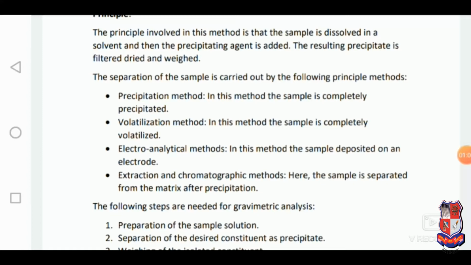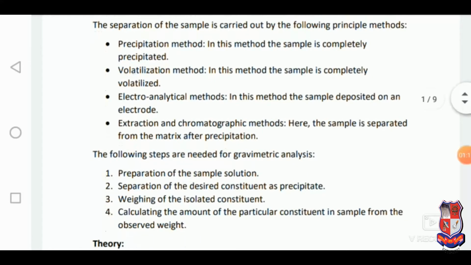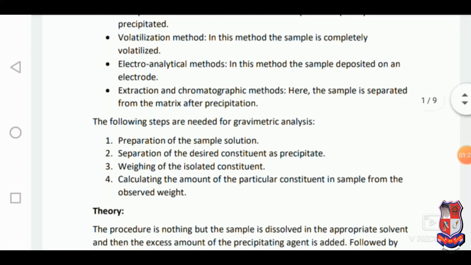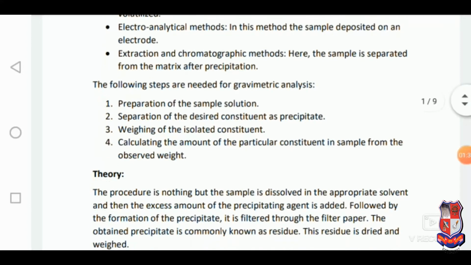Second one is the volatilization method. In this method, the sample is completely volatilized and transferred and dried accordingly. Third one is the electrochemical and electroanalytical methods in which the sample is deposited on an electrode, and by doing so, we can analyze the analyte in the given solution. Fourth one is the extraction and chromatographic methods in which the separation of the components in the given matrix or mixtures will take place. The following steps are very essential for gravimetric analysis.